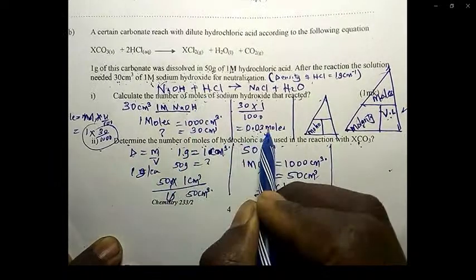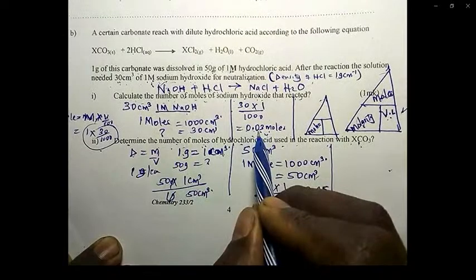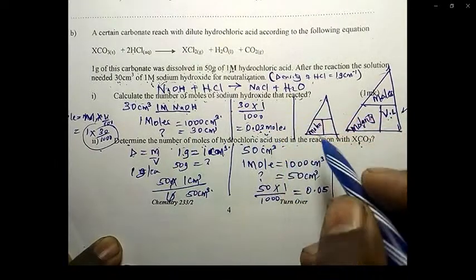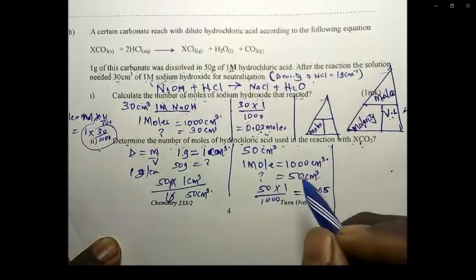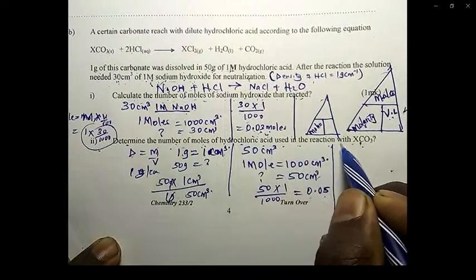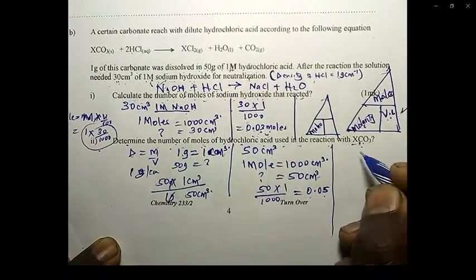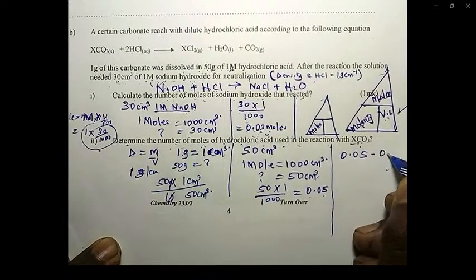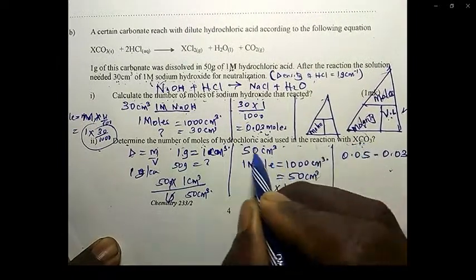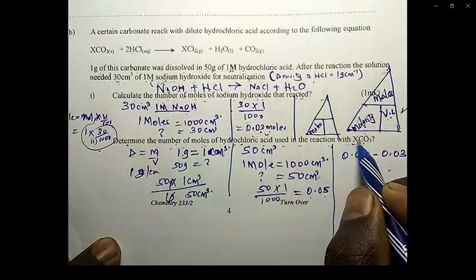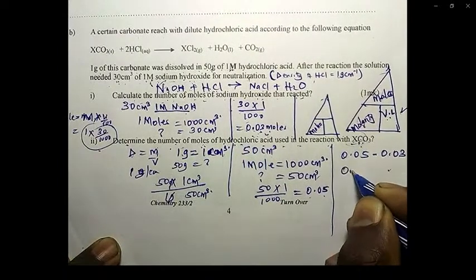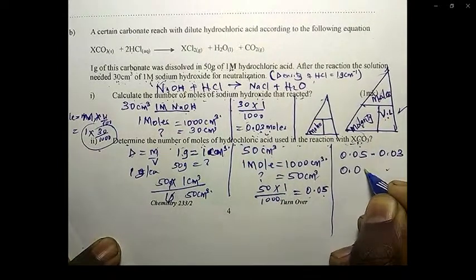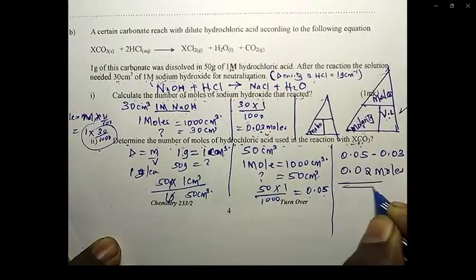Now, if this is the number of excess HCl and the total number of moles was 0.05, what will be the number of moles of HCl that reacted with X carbonate? It will be 0.05 subtract 0.03. Therefore, the moles of HCl that reacted with the X carbonate is 0.02 moles. Very important.